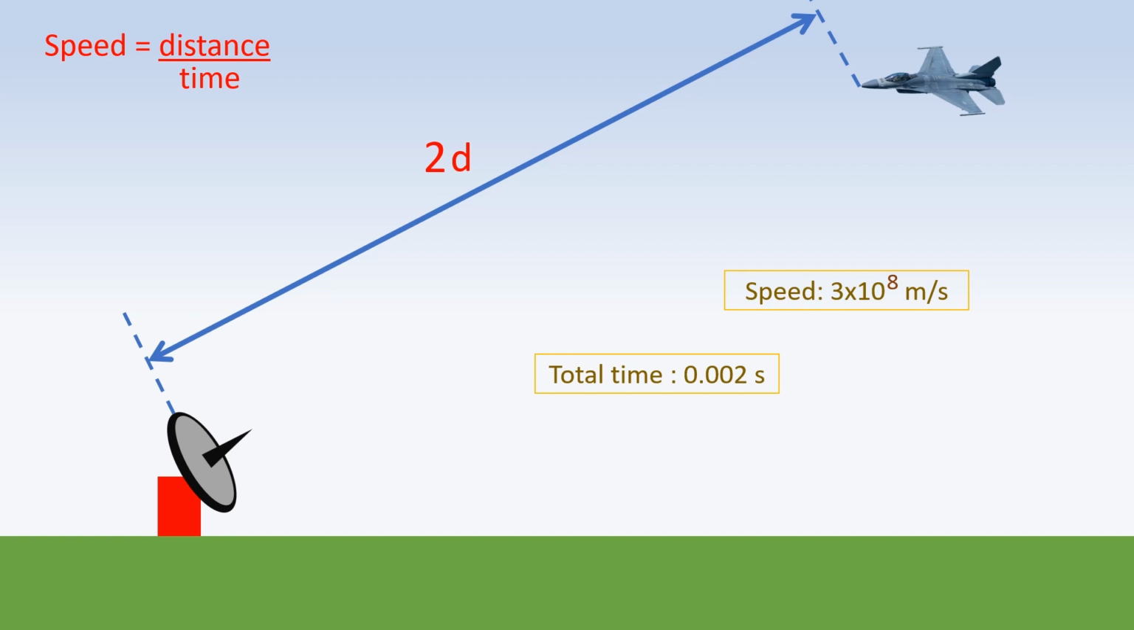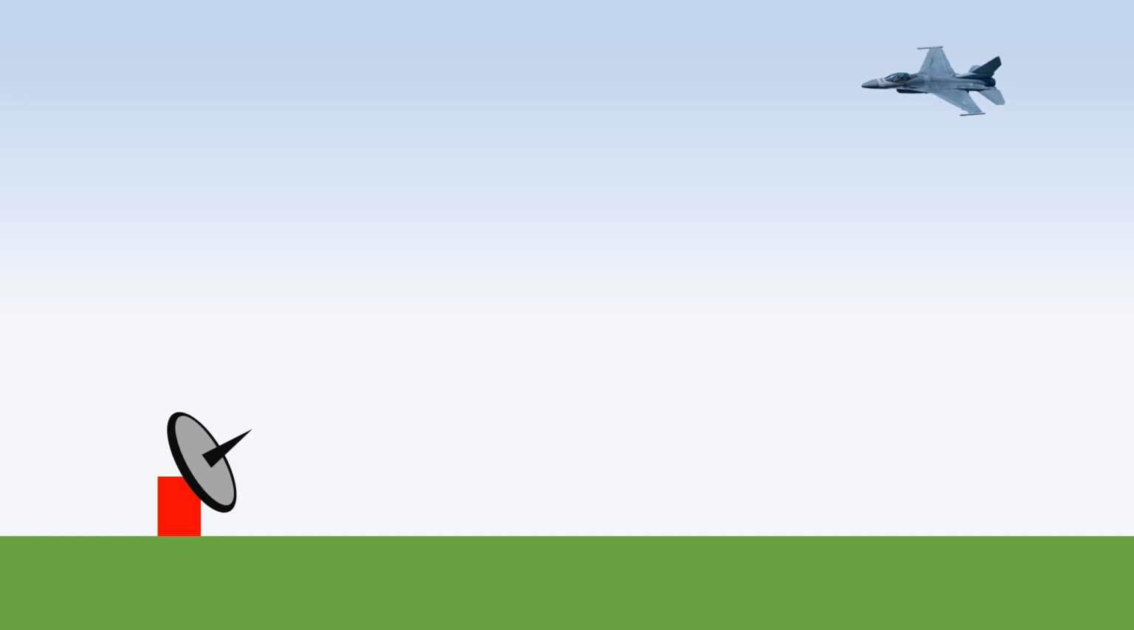Now, we can find the distance d using the speed equation. By replacing the values, we find that d is 300 kilometers. So, this is how radar detects the presence of the aircraft and its location. The speed of the aircraft can also be determined by transmitting the next wave pulse. Let's say the first wave is transmitted at time 0. And the receiver detects the aircraft after 0.002 seconds, with the distance calculated to be 300 kilometers.